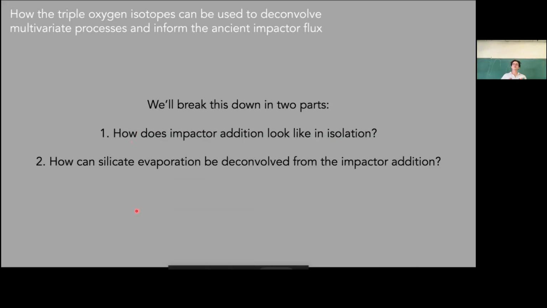So now we've covered the general background. I think we need to discuss this story. Now we're going to get into the meat and potatoes here and discuss how the oxygen isotopes can be used to deconvolve these processes that inform the ancient impactor flux. And we're going to go through this step by step.